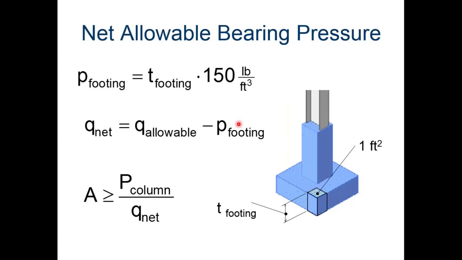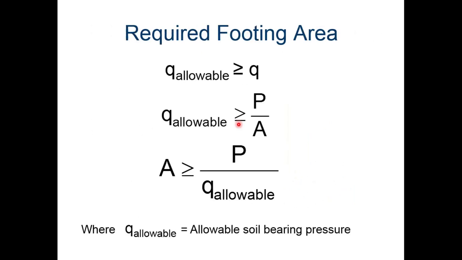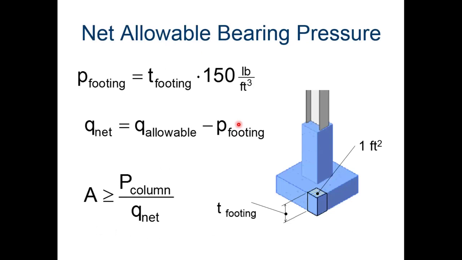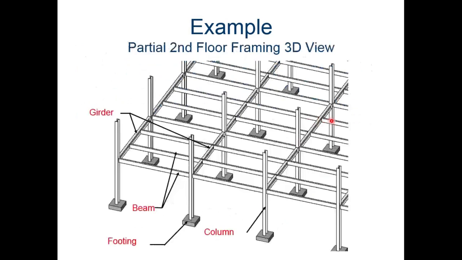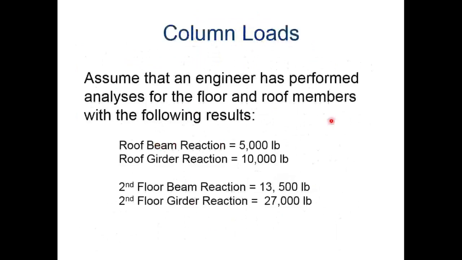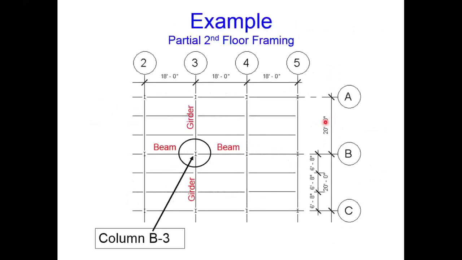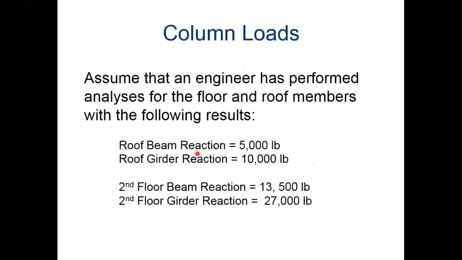Alright, here we go. Let's start on this picture. Just keep in mind, this beam and this beam and this girder and this girder, they're all transferring their weight to each of these columns. This one happens to be column B3. All that weight is being transferred there, and then of course being transferred to the ground.